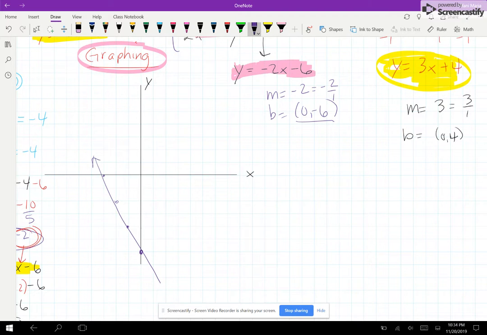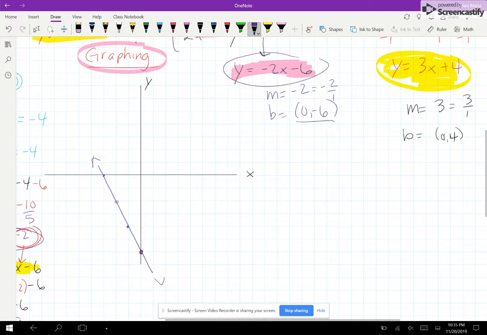Not very good. I should have a ruler. Maybe I can try to redo that. So a little bit better. Okay, that's a little better. Okay, and then so that's that pink one right here.